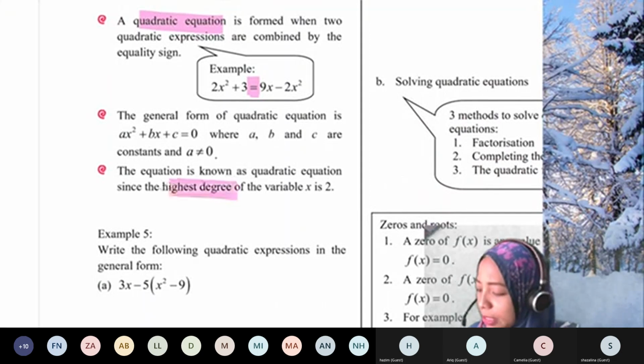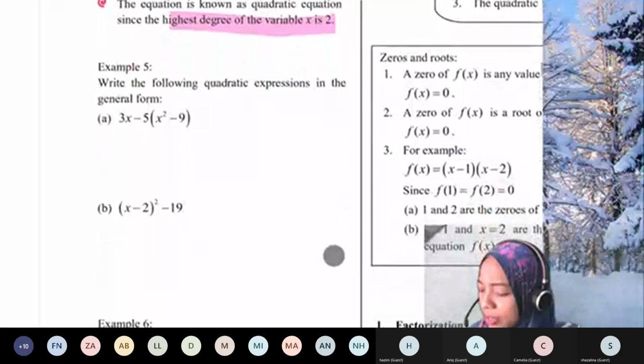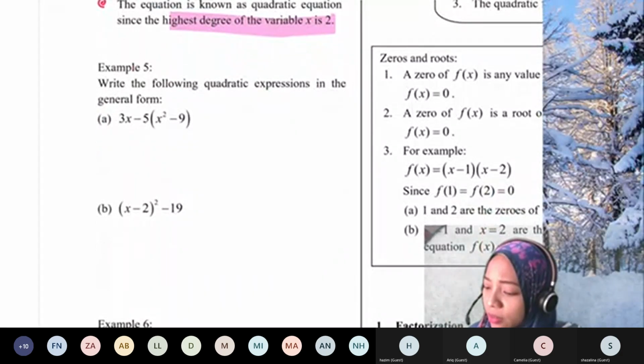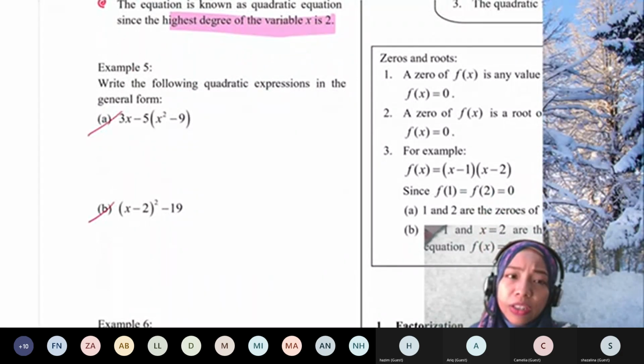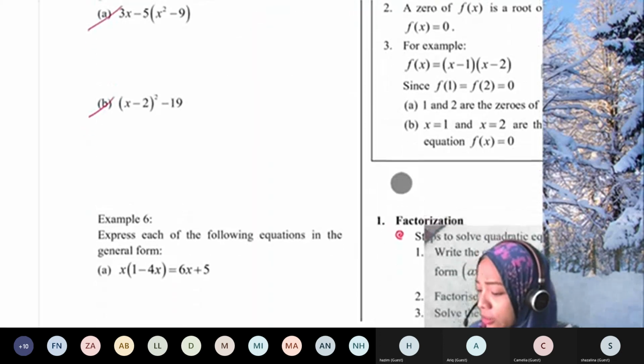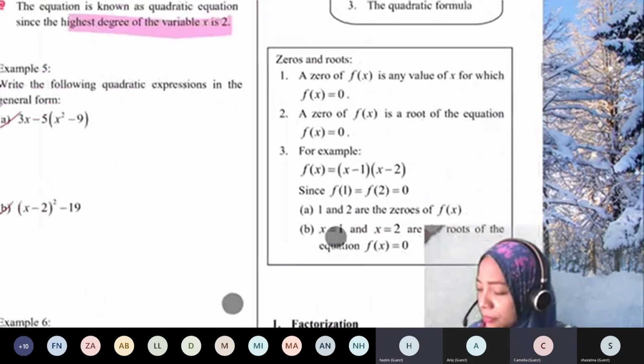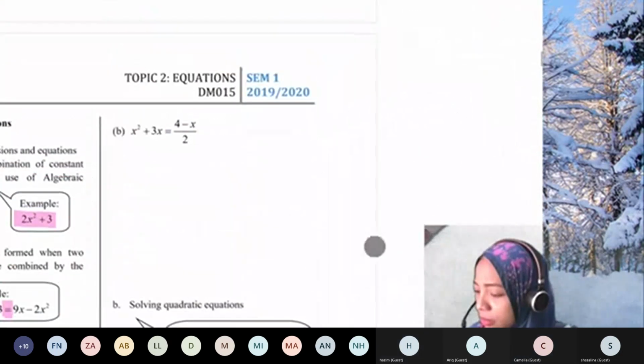Okay, the variable has highest degree of 2. So quadratic expression, you expand yourself. This I leave it to you. I'm not going to do all the easy things because I'm sure, why waste time when our students can do it by themselves, right? Can I trust you to finish it? Yes, madam. Can, madam.